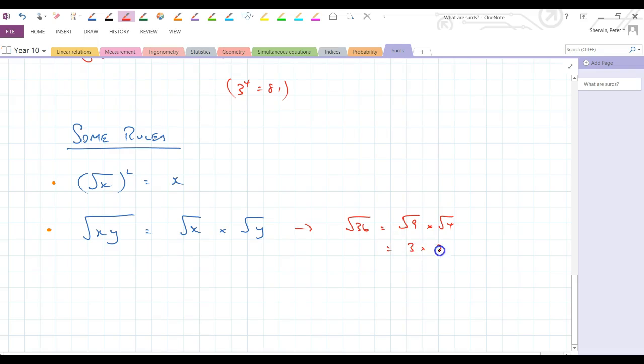Alright, if we didn't know that was the case, that's 3 by 2, that's 6. So you can see that works. You split it down like that.